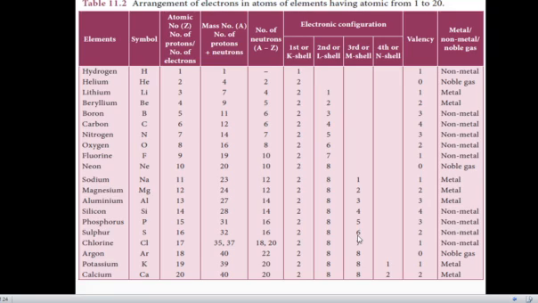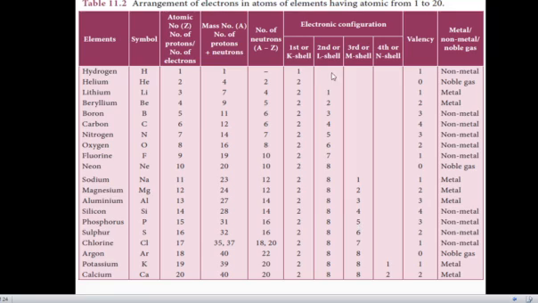Okay, phosphorus has 5 in the outermost cell. So 8 minus 5 equals 3. Are you able to understand? If the element has valence electrons 1, 2, 3, 4, the valency is the same as 1, 2, 3, 4. If it is 5, 6, 7 we subtract it from 8. When we subtract from 8 we get the valency.